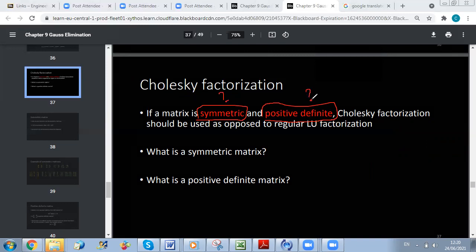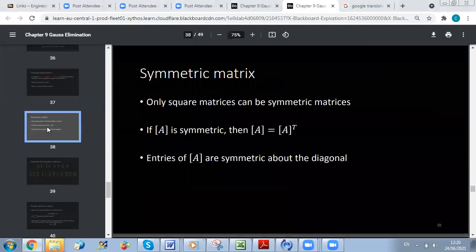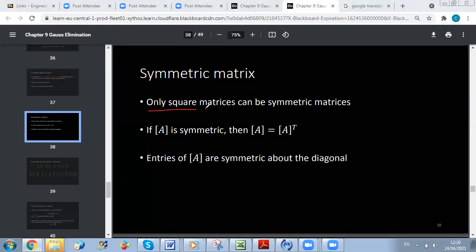Okay, so we will see what is the meaning of symmetric and what is the meaning of a positive definite matrix. To start with, what is a symmetric matrix? The concept is very simple. First, the symmetric matrix should only be a square matrix. What do we mean by square matrix? Do you know?